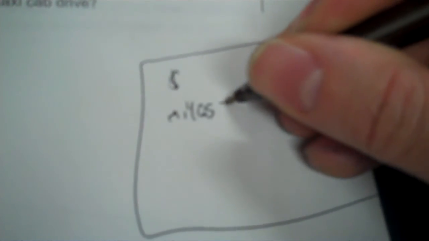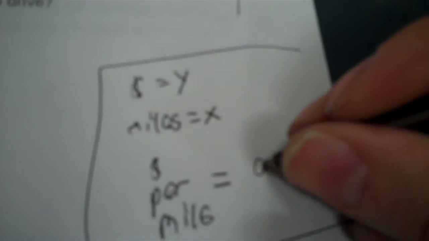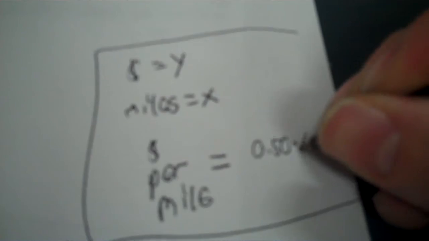So you got dollars and miles. Miles is X, dollars is Y. Okay, dollars per mile is 50 cents, 0.50 times X. Okay, then make your table. So dollars is Y, miles is X. Okay, so we go 0, 1, 2.